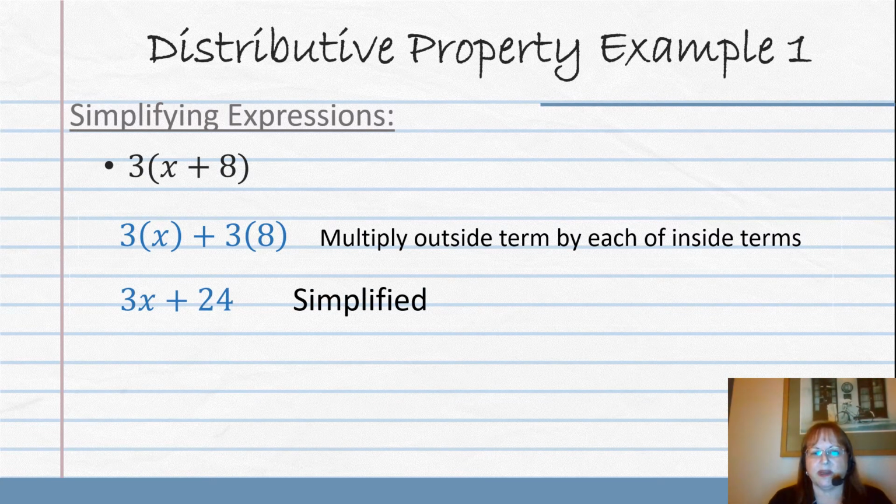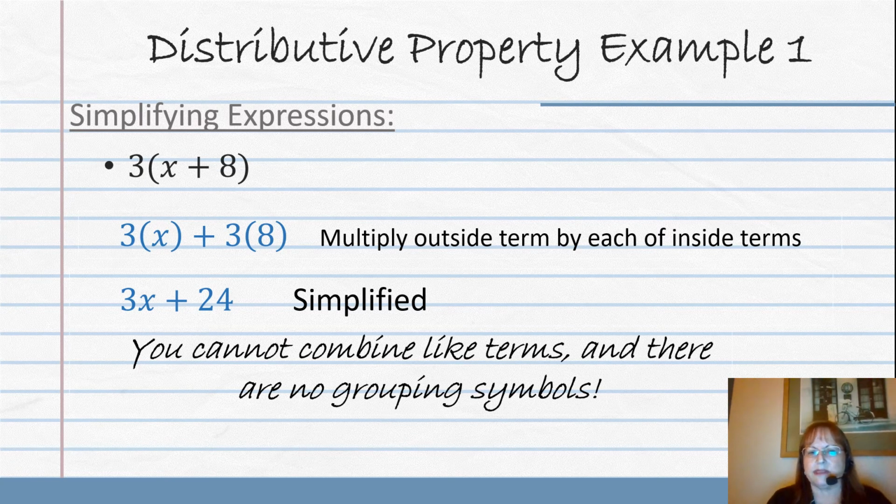To simplify the 3 times x, we just take away the parentheses. And to simplify the 3 times 8, we just multiply. 3 times 8 is 24. So now we have a simplified expression. There are no like terms. We cannot combine any like terms. And there are no grouping symbols. Let's do one more. This one's going to be a little bit different.